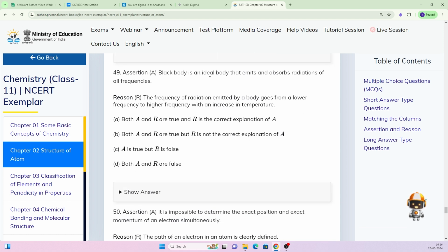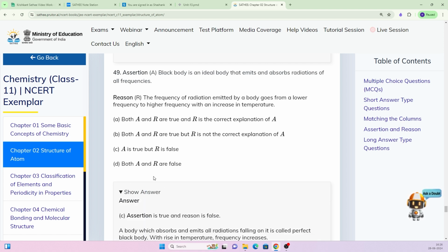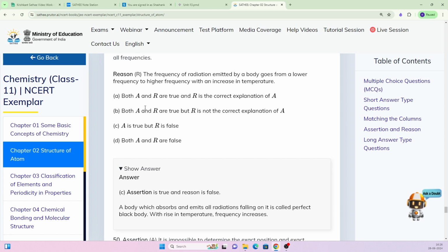A black body is an ideal body that emits and absorbs radiation of every frequency. The frequency of radiation emitted by a body goes from a lower frequency to a higher frequency with an increase in temperature. So when you increase the temperature, light having a higher frequency is emitted. Is it true? Okay, yeah, it is true. But it is not the correct explanation, right? So the reason is false.